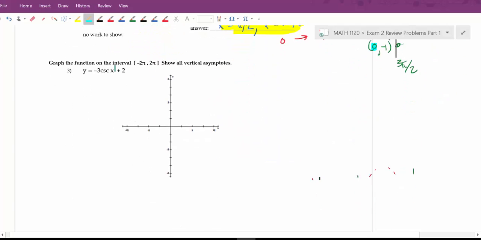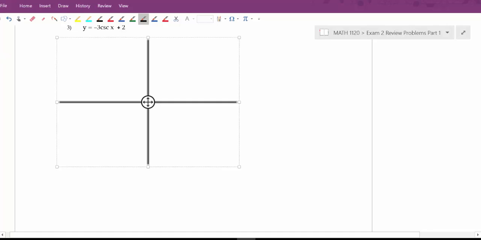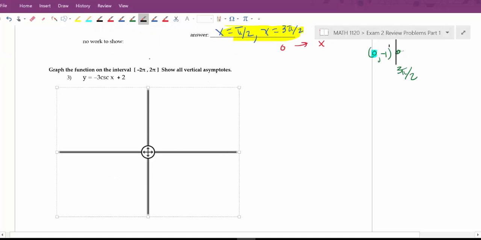Okay, on this next problem, we're going to graph a cosecant, so I'm going to review that. The key thing is we need to identify all the transformations we have. And really what I'm going to do is use a dashed line to graph out y equals -3 times the sine of x, plus 2.